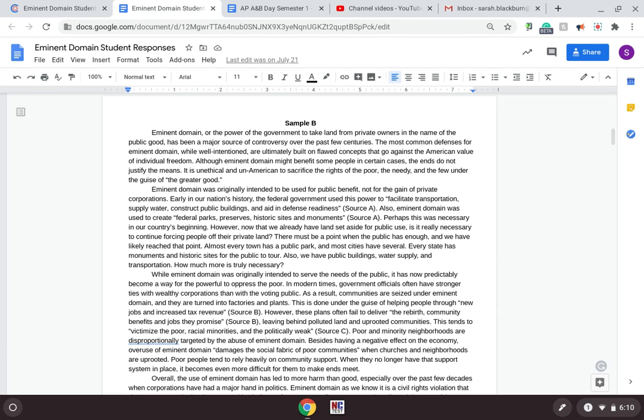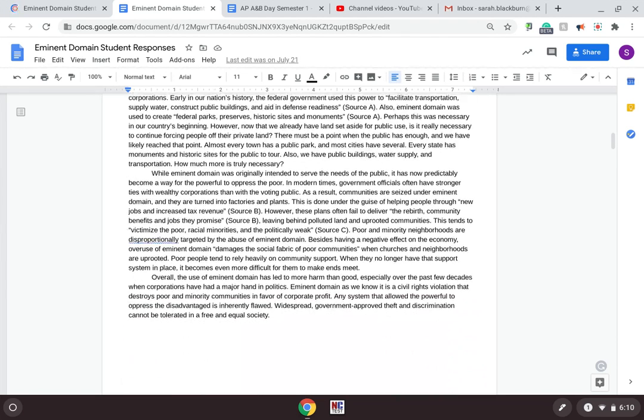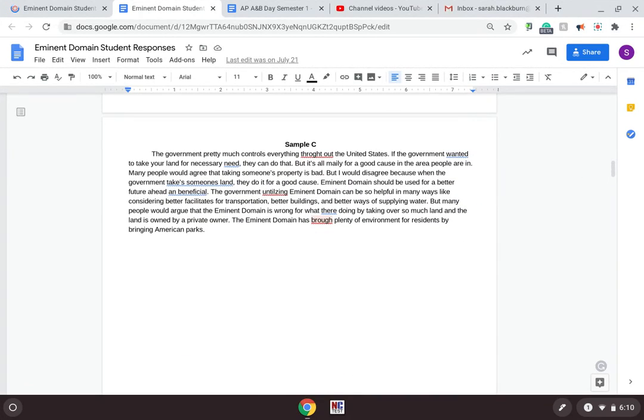Got everything else. Got the sophistication point, which was good. There's actually a pretty decent number of these essays that got the sophistication point compared, I feel like, to the other student responses that we looked at. But anyways, I digress. Sample C. Sample C got 1 point. They got a point for the thesis, and that's it.